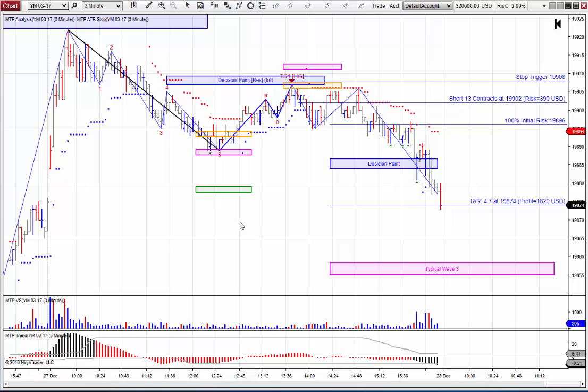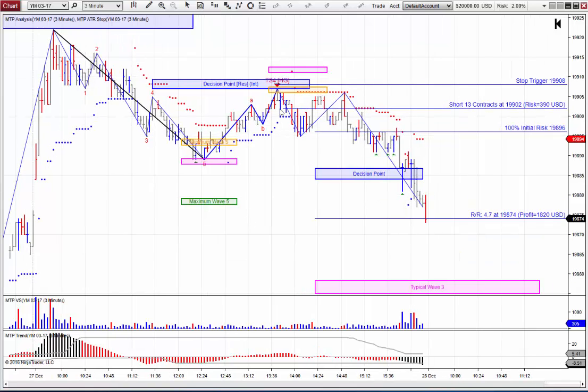So that was a good example of how to use multiple analysis techniques in MTPredictor all together to give you a nice, clear, clean picture. And when that happens, you usually get a good trade setup. And that's exactly what unfolded, with the result of approximately 4.7 times greater than initial risk.